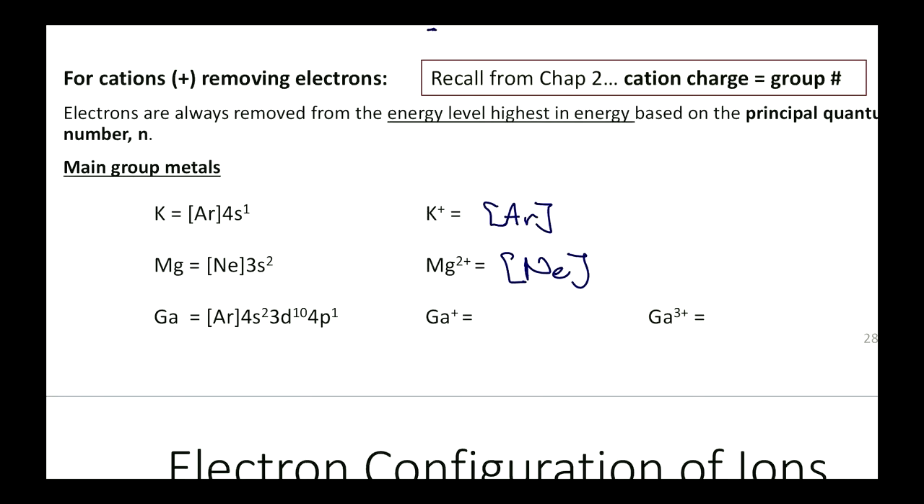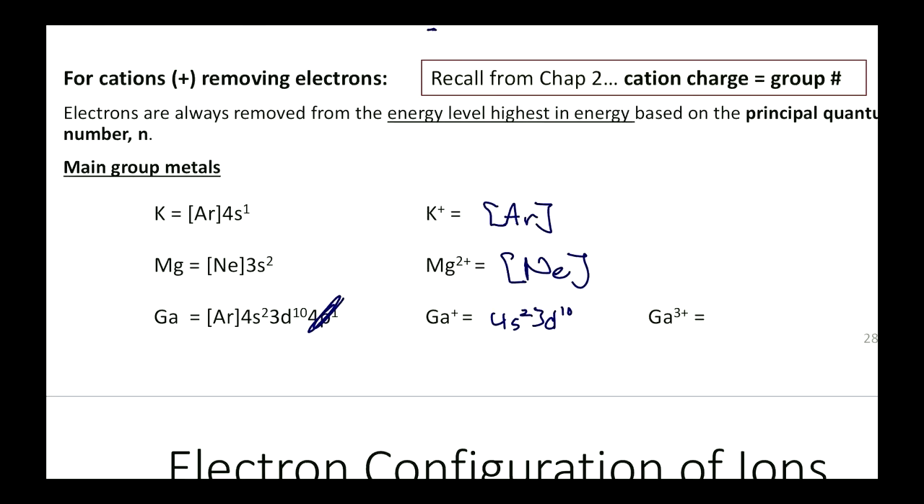gallium, falls under one of the examples of a variable charge cation. Oftentimes we have to use the stock system, and this is the reasoning why. Gallium plus and gallium 3 plus exist. What electron do you think is easiest to remove to form a gallium plus? Which electron is removed? The 4p, see how it's all alone? So it would be argon, 4s2, 3d10.